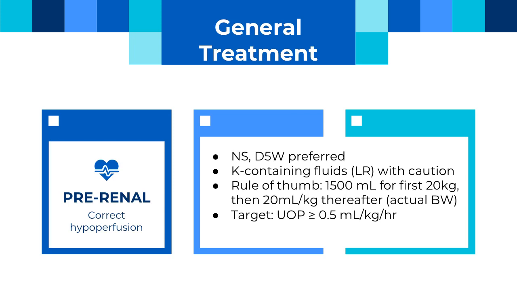To treat cases of pre-renal AKI, we want to correct the hypoperfusion. So generally we will give IV infusions of normal saline or D5W, dextrose 5% in water, and maintain a target urine output of about 0.5 milliliters per kilogram per hour. We do need to use with caution any fluids that contain potassium, specifically potassium chloride premix solutions and lactated Ringer's.